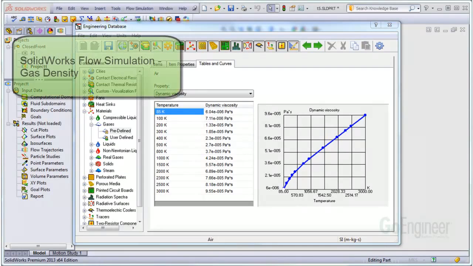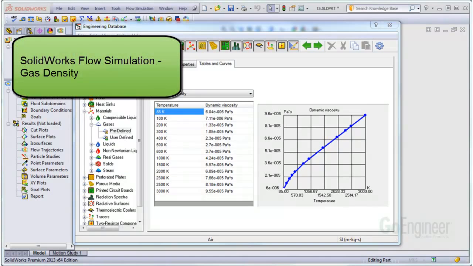In this video, we showed how you can calculate the density of air for ambient conditions.